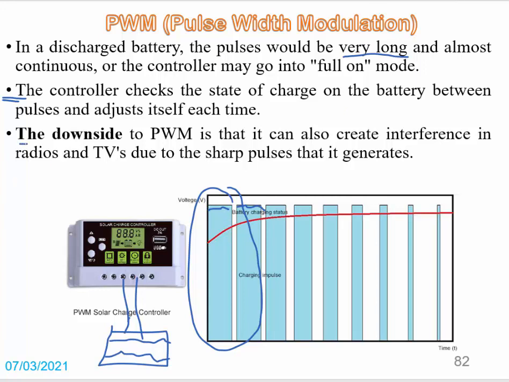The downside or disadvantage of pulse width modulation, besides the disadvantages in the previous slides, is that it can also create interference in radio and TV due to the sharp pulses that are generated. So these sharp pulses may interfere with the other signals of the radios and TVs.